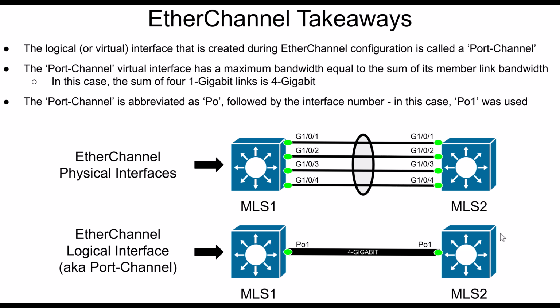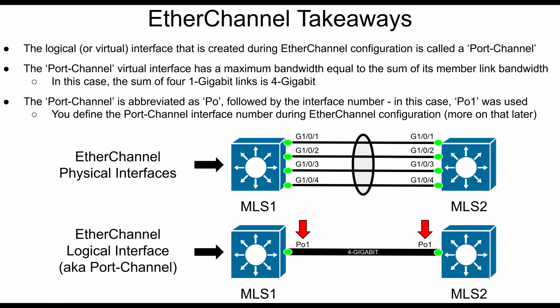The port channel is abbreviated as Po, followed by the interface number, and in this case, Po1 was used. We'll see more on that later. You define the port channel interface number during EtherChannel configuration. So it doesn't have to be Po1. It doesn't have to be Po1 over here. It could be Po2 over here, Po3 over here, Po9 over here, Po27 over here. It doesn't really matter. You define that number.